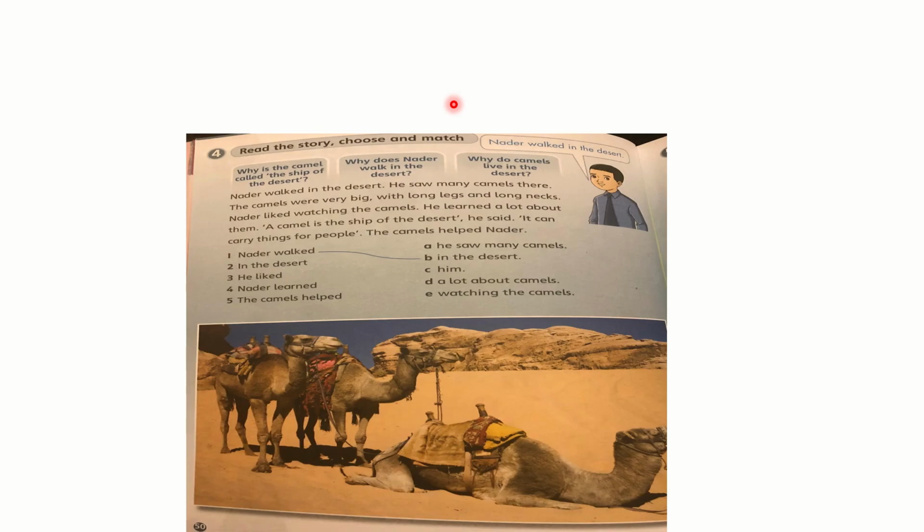Okay, now let's open the pupils book, page 50. I want you to read silently the sentences here and let's try to answer the questions below, okay? Let's go.